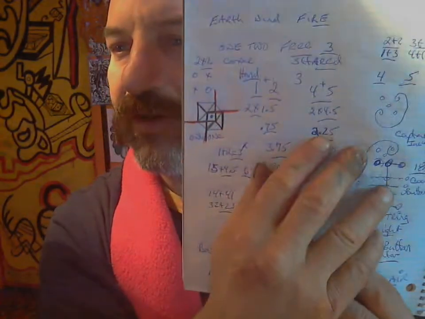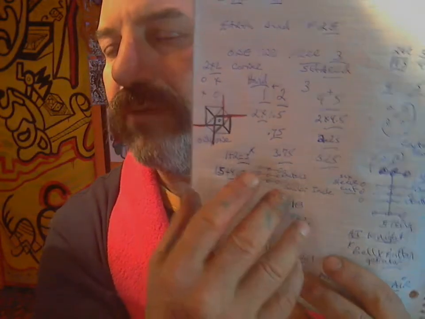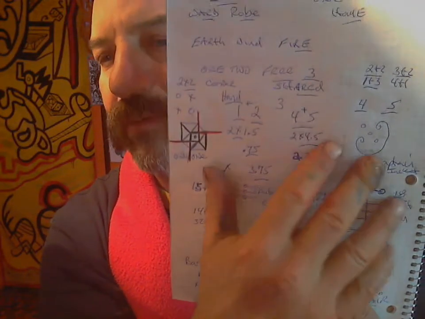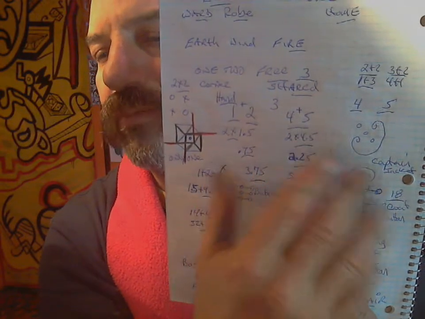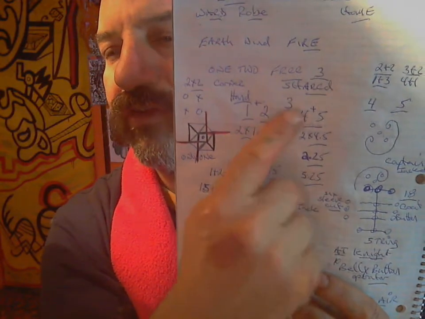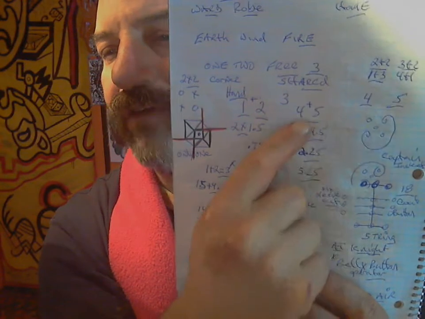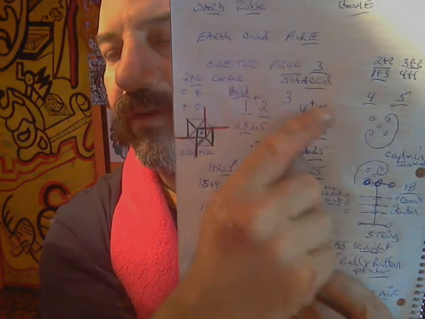Now, I know it's difficult to understand, but this is just a process of understanding how numbers work together and how you can do the due process. 1 plus 2 is 3. 4 plus 5 is 9. 9 and 3 is 12.